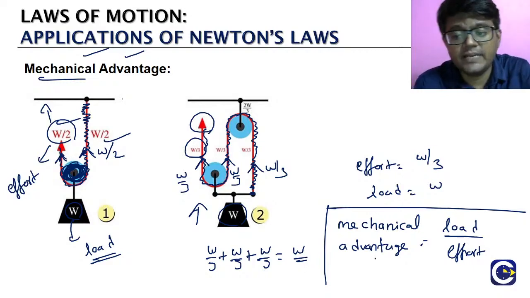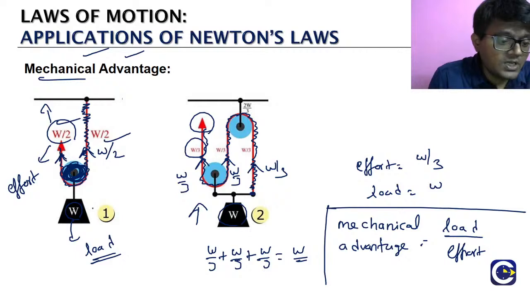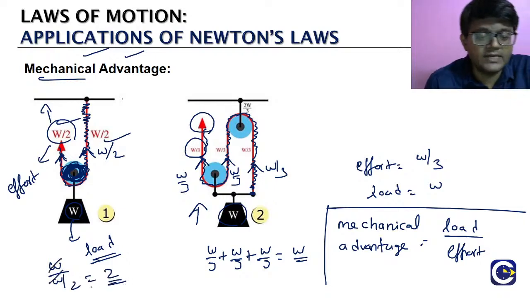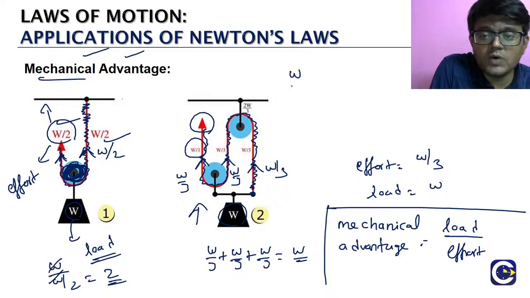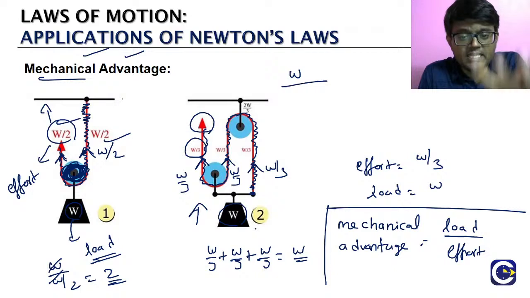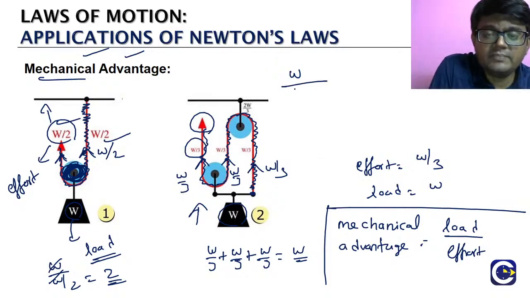Load divided by effort. So see how much we get here. Load is what? W. Effort is what? W by 2. So what is it? 2. W cancels and 2 goes to the numerator. Here, load is what? W, the weight lifted from the car, divided by the effort, W by 3. W cancels, and 3 goes to the numerator.